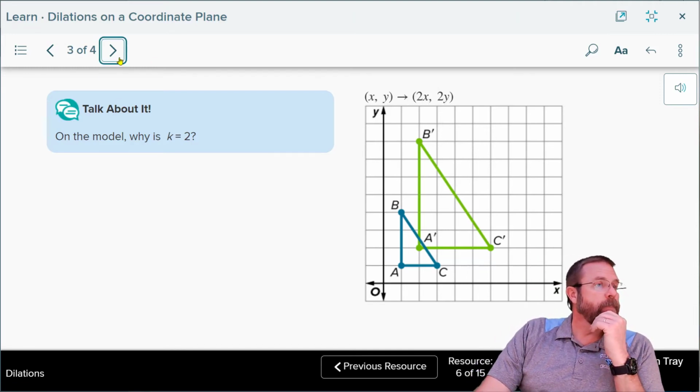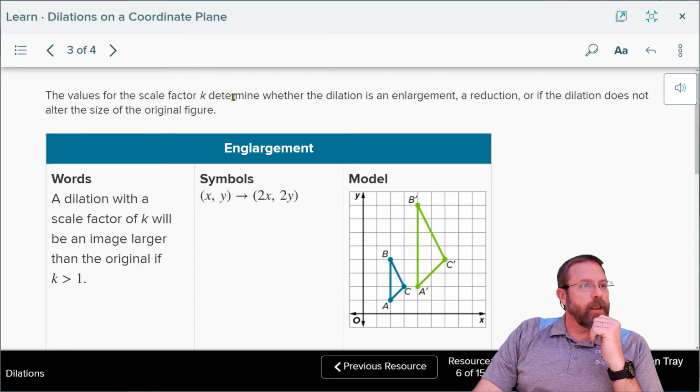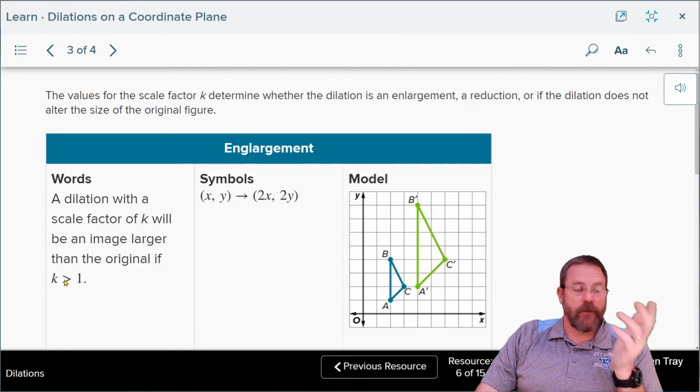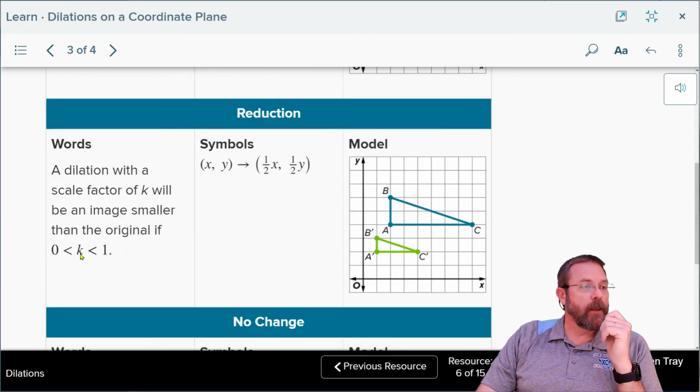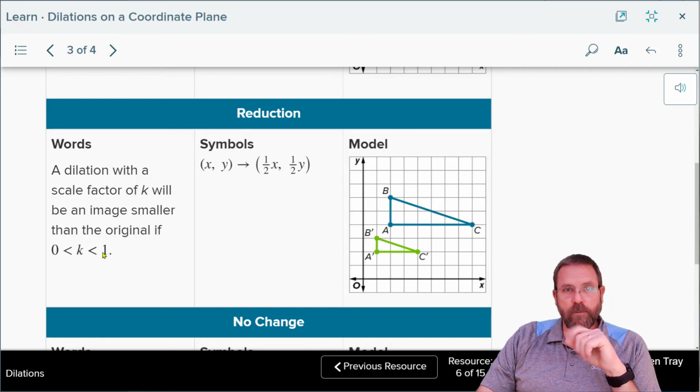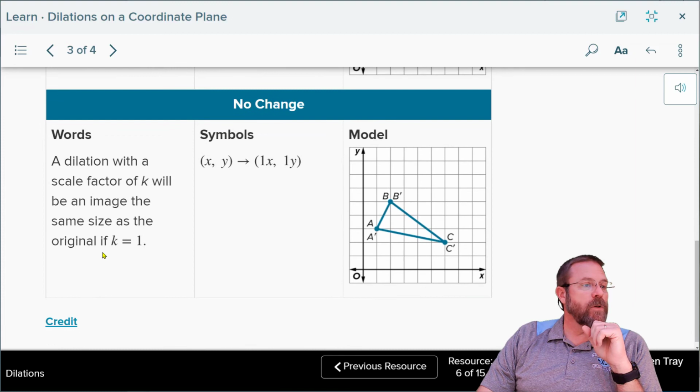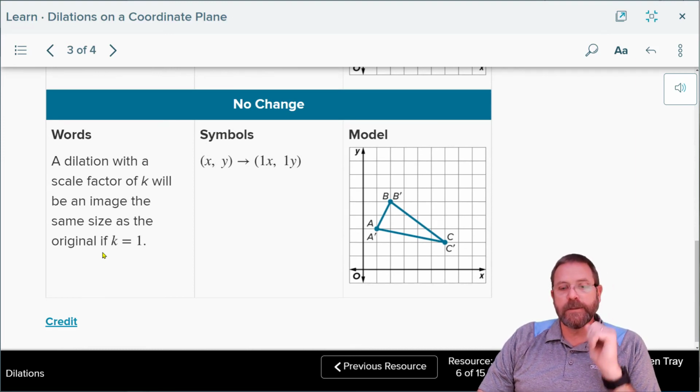Let's keep moving. The values for scale factor k determine whether the dilation is an enlargement or a reduction. We've talked about that. Or if the dilation does not alter the size at all. A dilation with a scale factor of k will be an image larger than the original if k is greater than 1. We've been talking about this. It's going to be smaller if k is greater than 0 but less than 1. Remember, k can never be a negative number, and there's going to be no change in that dilation if k is equal to 1.